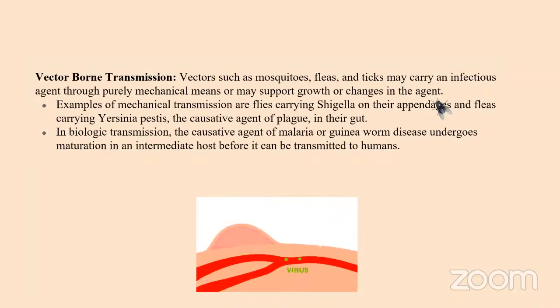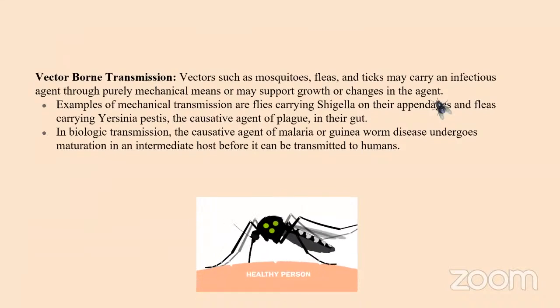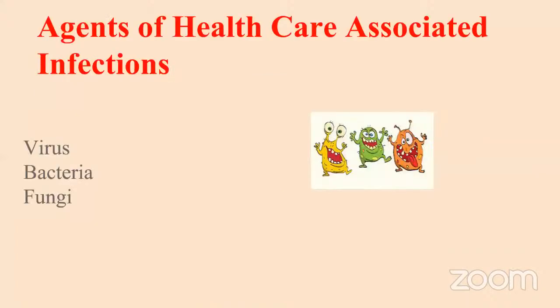Examples of mechanical transmission: flies carrying Shigella on their appendages, and fleas carrying Yersinia pestis, the causative agent of plague, in their gut. In biological transmission, the causative agent of malaria or guinea worm undergoes maturation in an intermediate host before it can be transmitted to humans. So the agents of healthcare associated infections include various bacteria, fungi, and viruses.